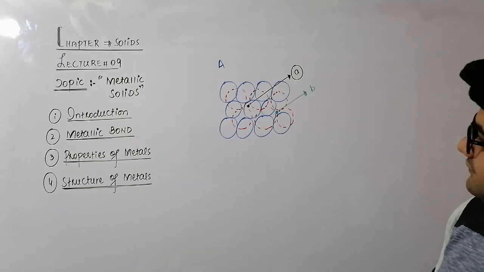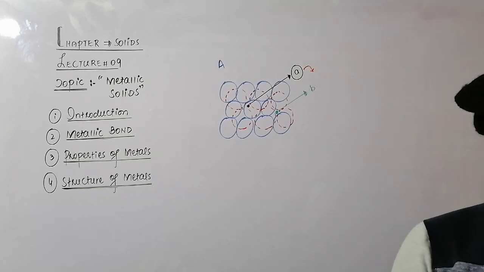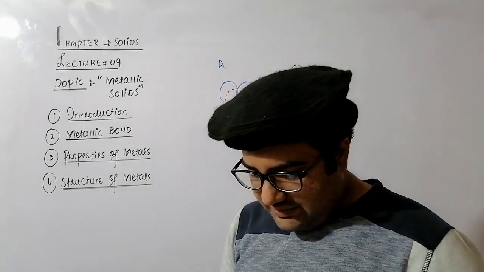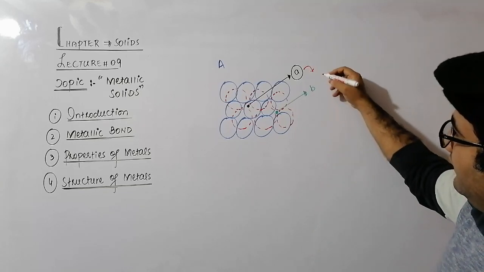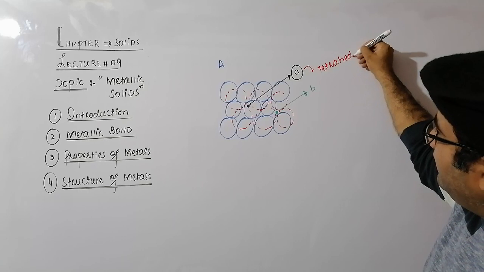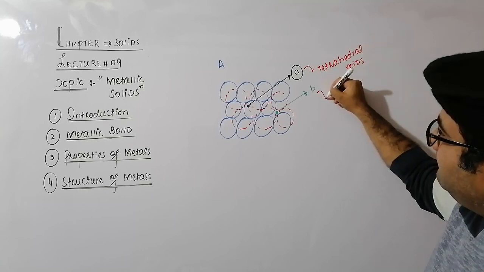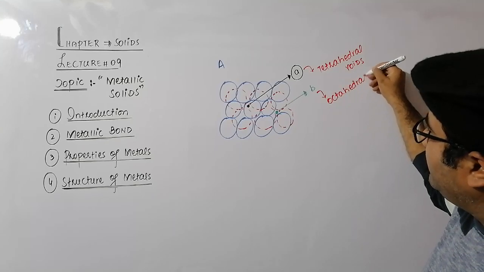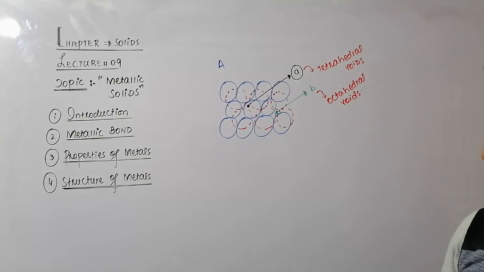Now, I have already told you that these empty spaces are also called voids. So this B is called octahedral void, and A is called tetrahedral voids. So B are the octahedral voids.